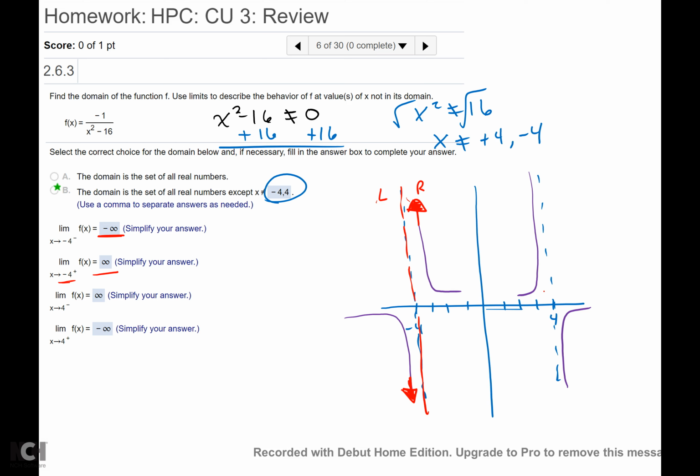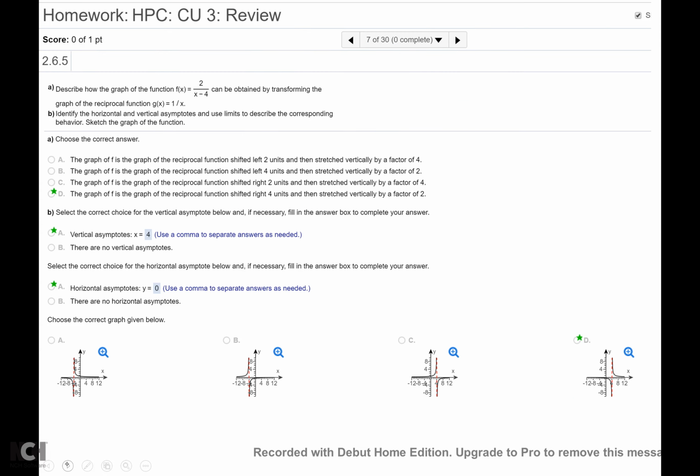Okay, and as I approach 4 from the left, let me make that a different color. Green. There's my +4, there's the left, there's the right. On the left-hand side, closest to the asymptote, it's pointing up, which means it's going to infinity. And as I approach 4 from the right, here's the right-hand side. The tail closest to the right-hand side of that green line is pointing down, which means it's going to negative infinity.